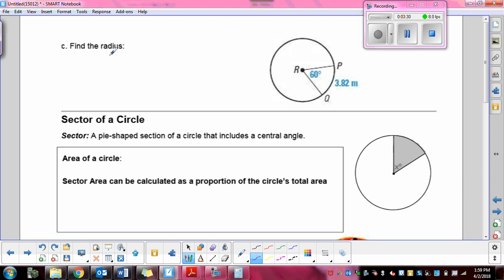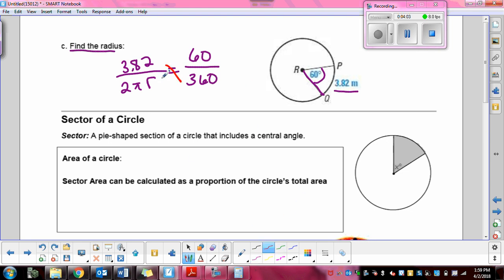So let's look at this one. It says find the radius. They're giving you your arc length. This is the length of the arc. I'm going to use the same formula. But this time, I'm going to plug in my arc length. My arc length is 3.82, divided by the circumference of the circle, which is 2 pi. I don't know what my radius is. That's what they're asking us. What is the distance between r and q? So I'm going to put r. That's my variable. Equals my degree, they tell me, is 60. And I always know that's divided by 360, degree of a circle.